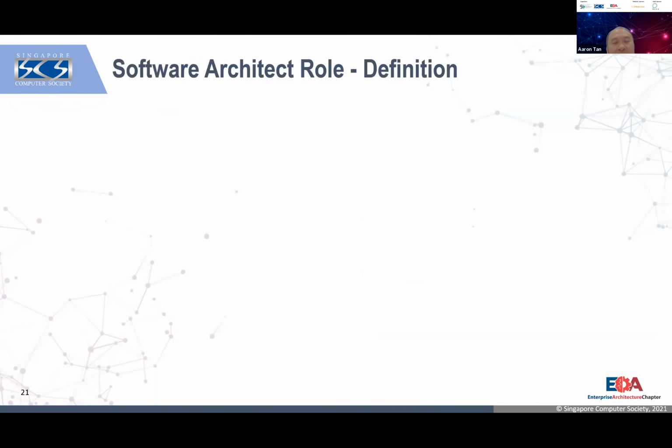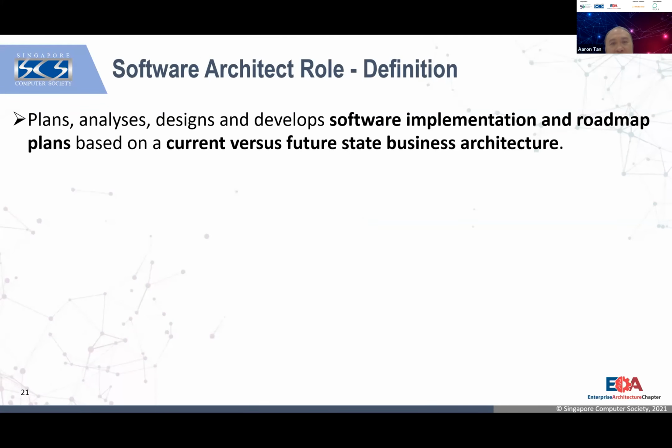Software architects, again, we are talking about the software implementation roadmap, based on the current versus future state of business architecture. Again, always benchmark with the business architecture. So if you are performing the role of business architect, this shouldn't be a problem, right? Instead of saying, "Sorry, Aaron, I'm a software architect, you don't ask me anything about business, please ask my manager." No, you are not an architect. Maybe you can call yourself a senior principal software engineer. But if you call yourself an architect, you need to master the business architecture.